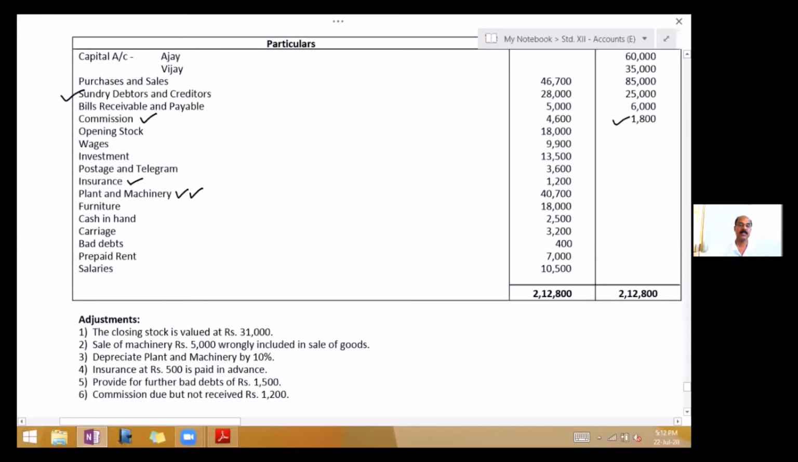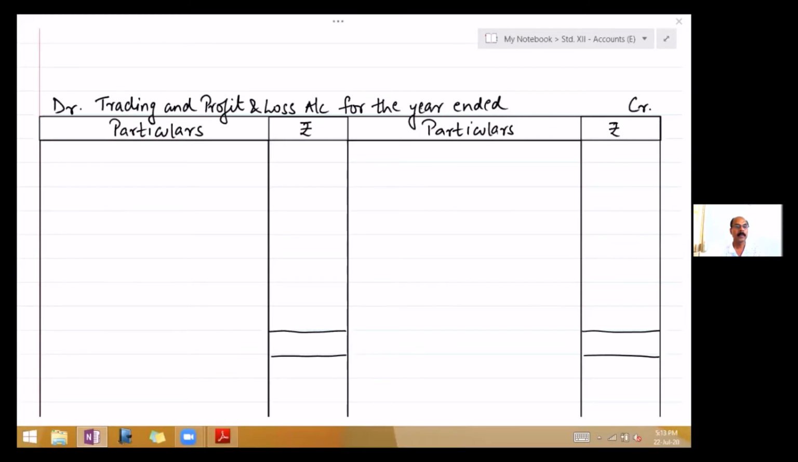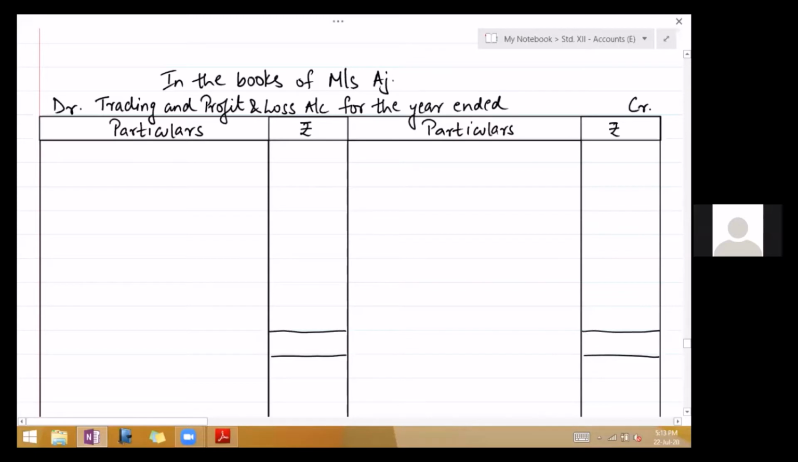Okay, so let's start. Students, draw the format. Trading profit and loss account. So you have trading P&L account. Write in detail in the books of Messrs. Ajay and Vijay. Then after that, trading and profit and loss account for the year ended 31st March 2009.